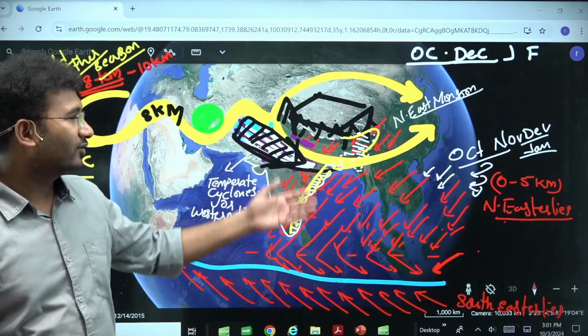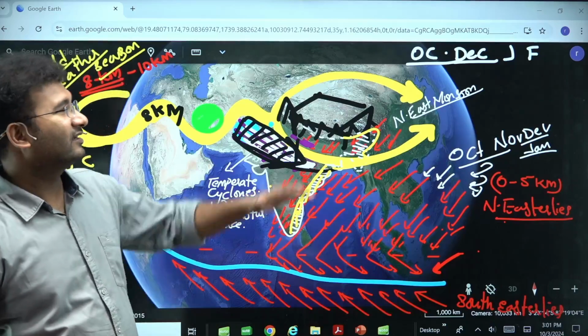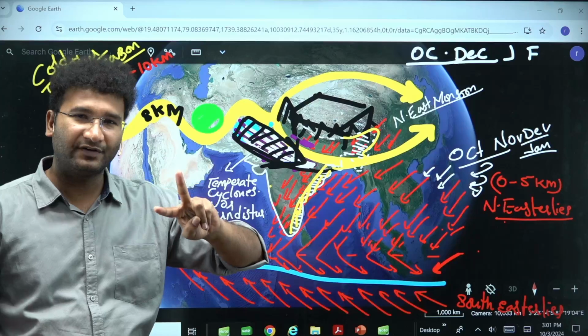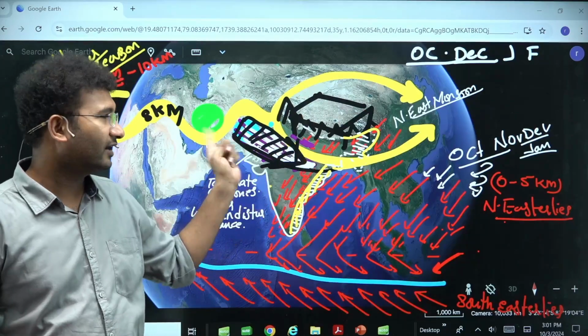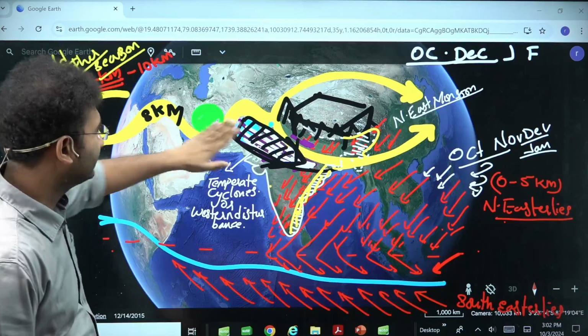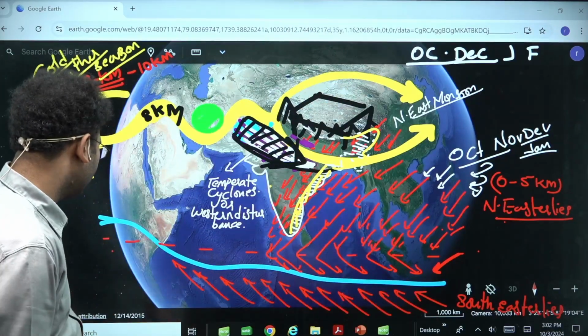So this is how you are going to see the weather conditions over India, right? Now this is the cold weather season of India, with the source of rainfall from two different sides, the northeast and the western disturbances. And this is your jet stream, which is moving at 8 kilometers, ITCZ zone south. This is how you need to learn it, right?